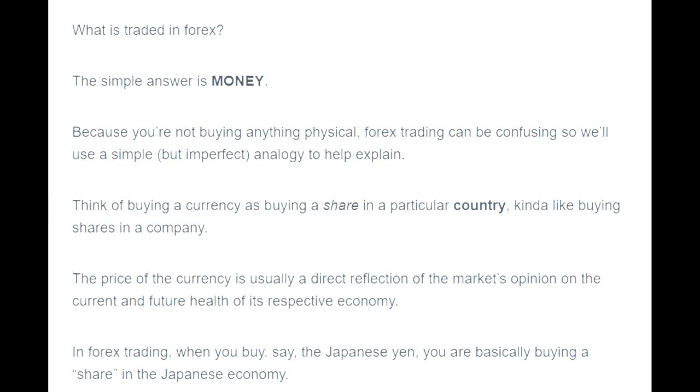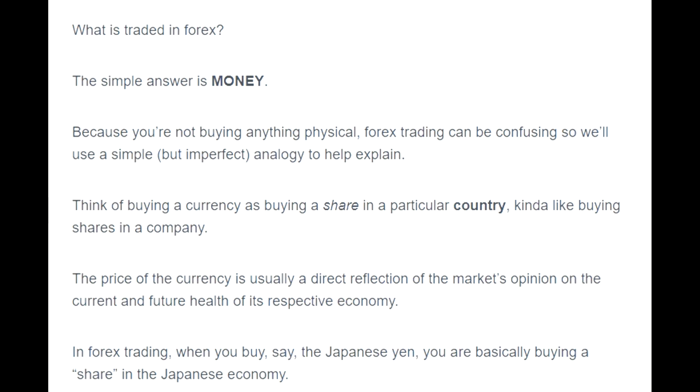So this simply means you're buying a share in the Japanese economy. That is, you are taking the Japanese currency and exchanging it maybe for US dollars. So you take your US dollars and then you buy the Japanese currency. That is what is traded. It's just money, currencies. Currencies equal money.